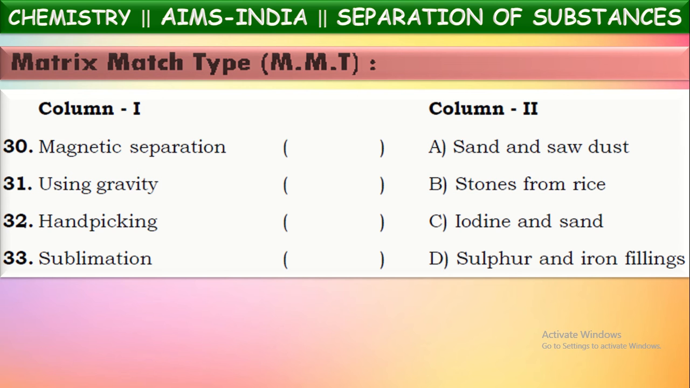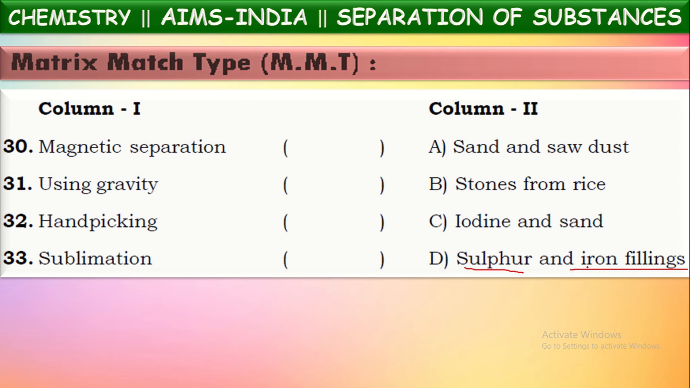First, see magnetic separation. By using magnetic separation, which mixture can be separated out of these all? Observe once, the mixture is given: sand and sawdust. Both are non-magnetic, so this mixture cannot be separated. And if you see stones from rice, that is also not correct. Iodine and sand, not. Sulfur and iron filings. If you see the D option here, sulfur and iron filings.